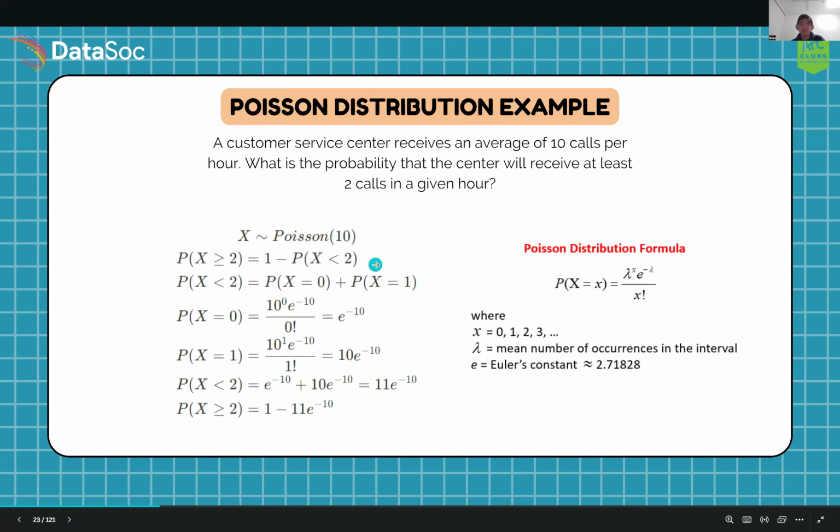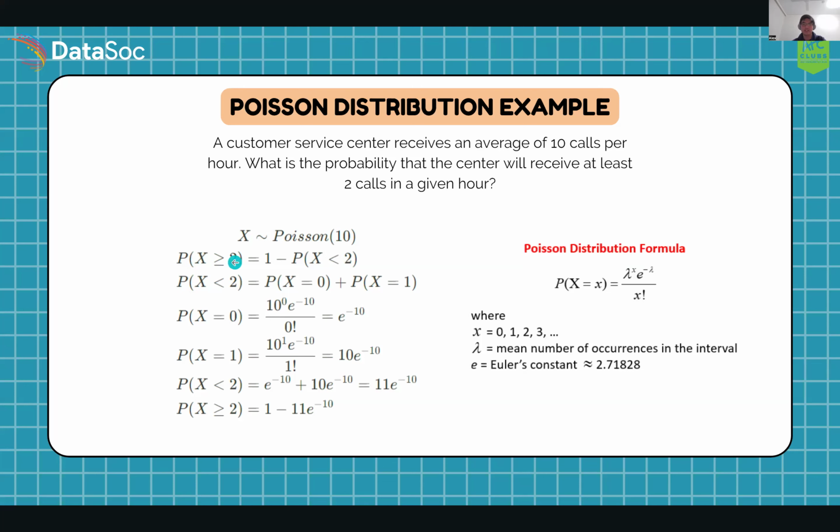So moving on to our Poisson distribution example, let's say a customer service center receives an average of 10 calls per hour. What's the probability that the center will receive at least 2 calls in a given hour? So we can model the distribution using x being Poisson distributed with lambda equaling 10, as we can see here, an average of 10 calls per hour. We want to find the probability that the customer service center will receive at least 2 calls. So the probability that x is greater than or equal to 2.